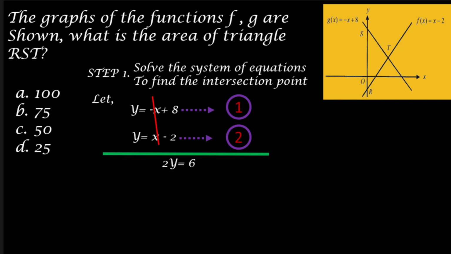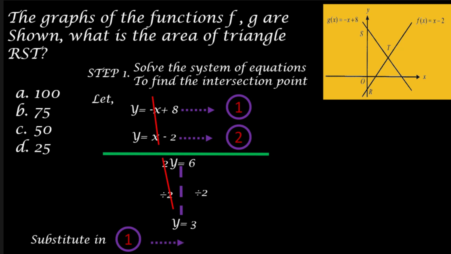So 2y equals 8 minus 2, which equals 6. Now dividing by 2, we deduce that y equals 3. To find x, substitute in any equation, 1 or 2 as you like. We substitute in 1. So delete y and write 3. We get x equals 5. Now the intersection point T is 5, 3.